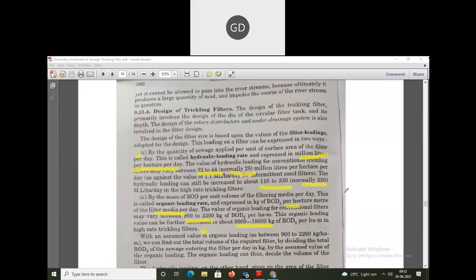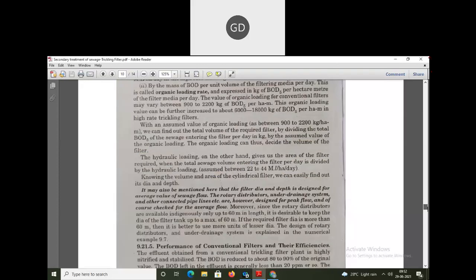Then coming to this, you can assume the organic loading rate between 900 to 2200.